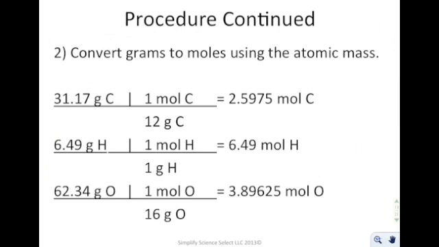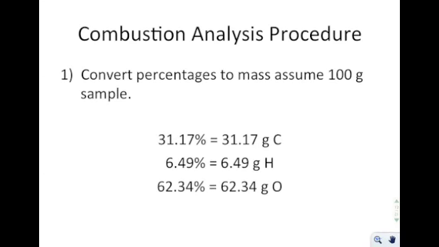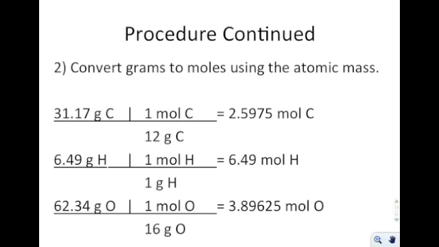Everything else will kind of work its way out, as you'll see in just a second. So, if I had a 100-gram sample like we talked about before, that would contain 2.5975 moles of carbon, 6.49 moles of hydrogen, 3.89625 moles of oxygen. And to tell you the truth, that doesn't really make a whole lot of sense. It doesn't actually give us any useful information.